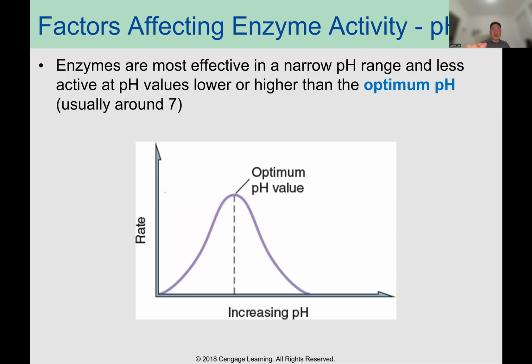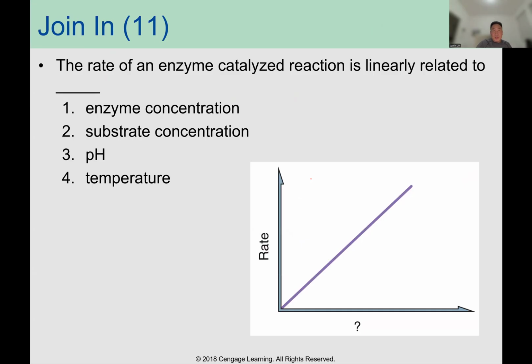What about pH levels? Enzymes are most effective in a narrow pH range and less active at pH values lower or higher than the optimal pH. So around 7, you can see the optimal pH. The rate of the enzyme-catalyzed reaction is linearly related to enzyme concentration.